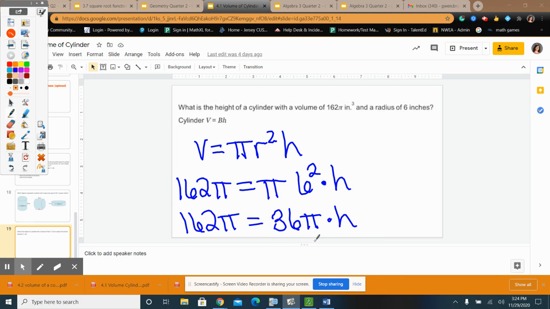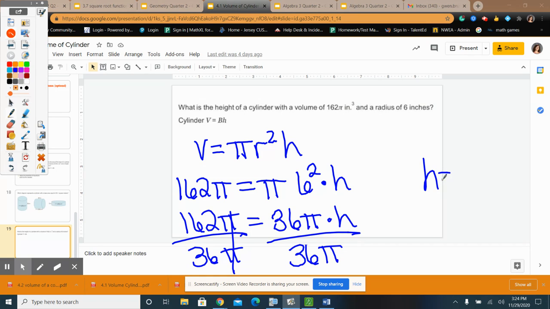I can get h by itself by dividing both sides by 36 pi. Now on this one, when I divide both sides by pi, those pi's will simplify away. And I'll just take 162 divided by 36, and I'll get what my height is. Remember, my height is just a linear measurement. That's 4.5, and we're talking about inches in this problem.